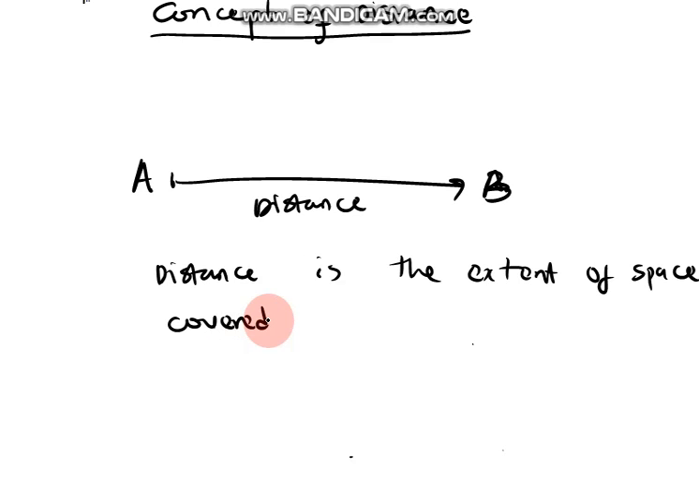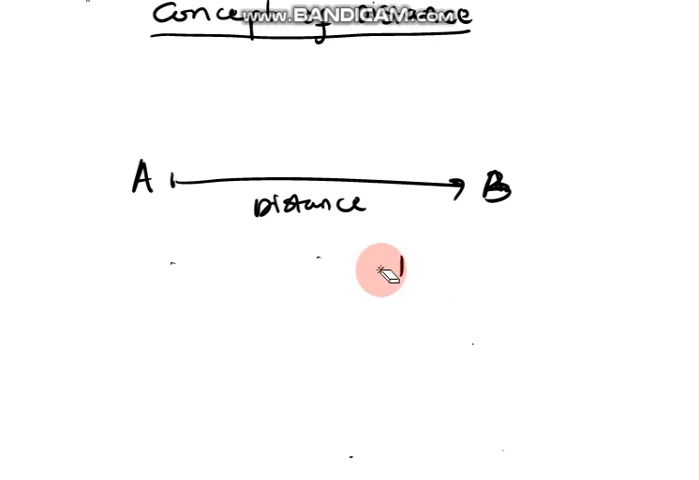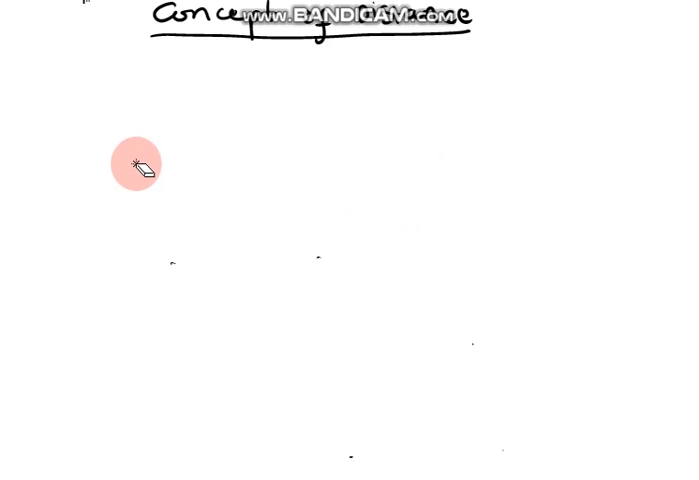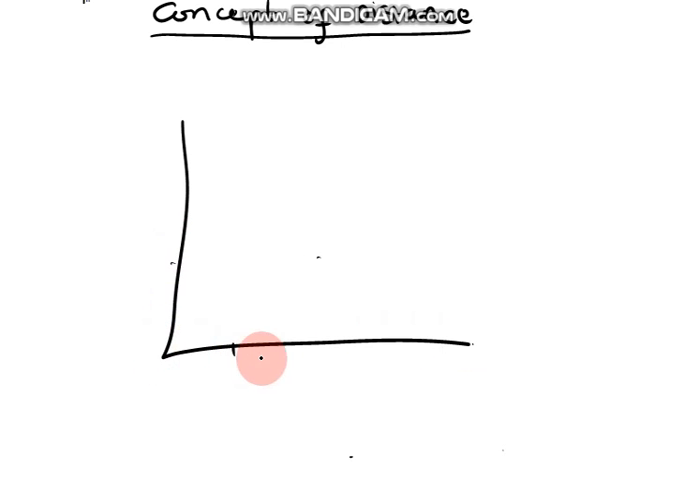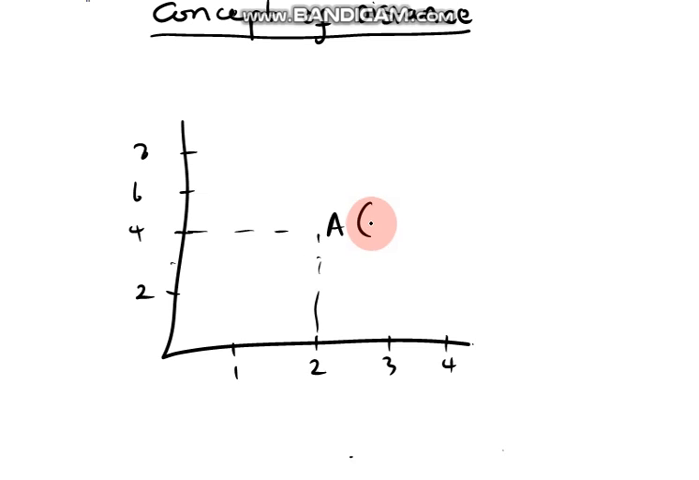Now, it can be an extent of space covered by a particle, or by a body. So today we are going to look at how, if we represent this distance in a set of Cartesian coordinates, we can find the extent of space that the body has covered, moving from one point in the Cartesian plane to the other. Let's say we have 1, 2, 3, 4 on one axis, and 2, 4, 6, 8 on the other. So we have this position here. You can say that this is A. A is represented by x, y, which is 2, 4. This is our A, right?